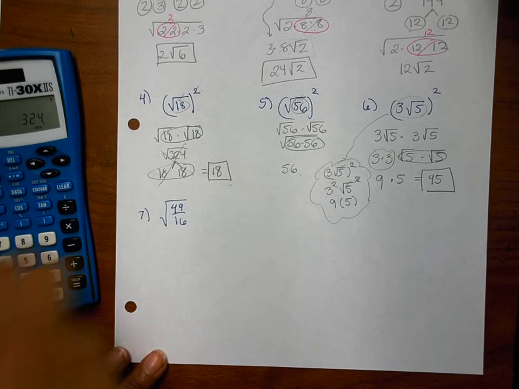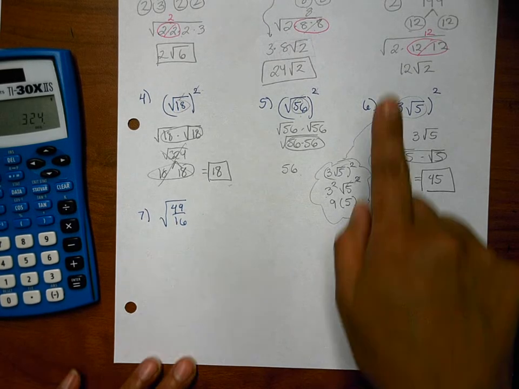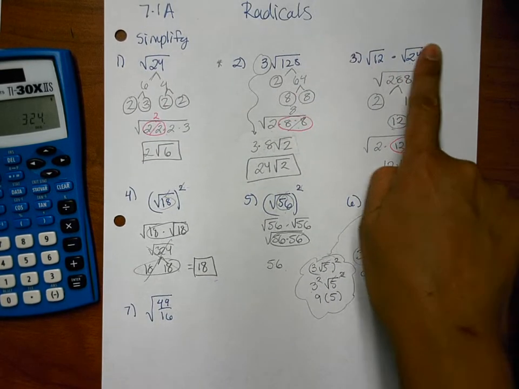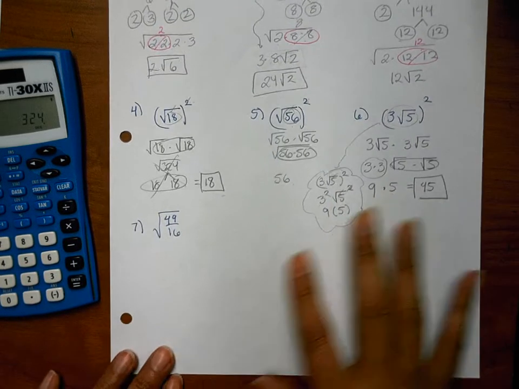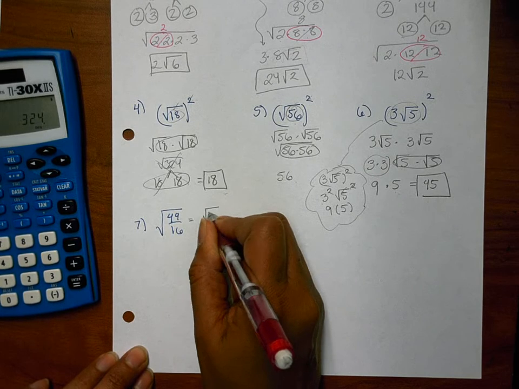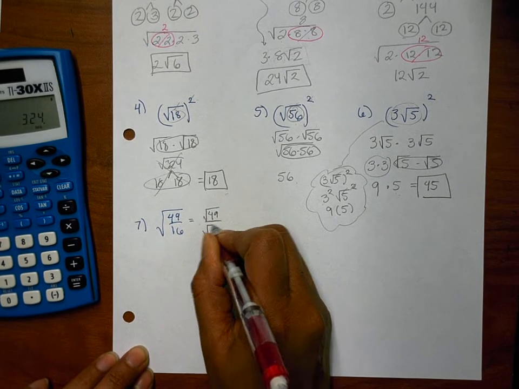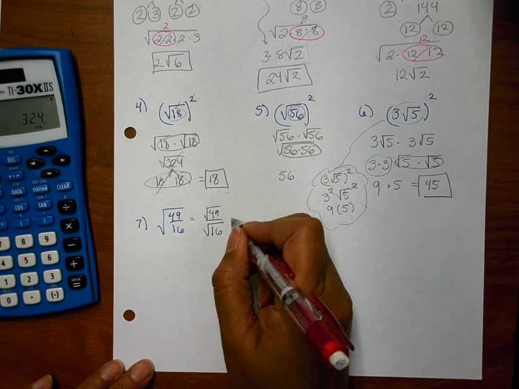Okay, number 7, square root of 49 over 16. Now, multiplication and division, you are allowed to put together like we did over here, combine them in one radical, or you can rip them apart to separate radicals. It's up to you. As long as it's multiplication or division, you are allowed to do that. I am going to separate this.